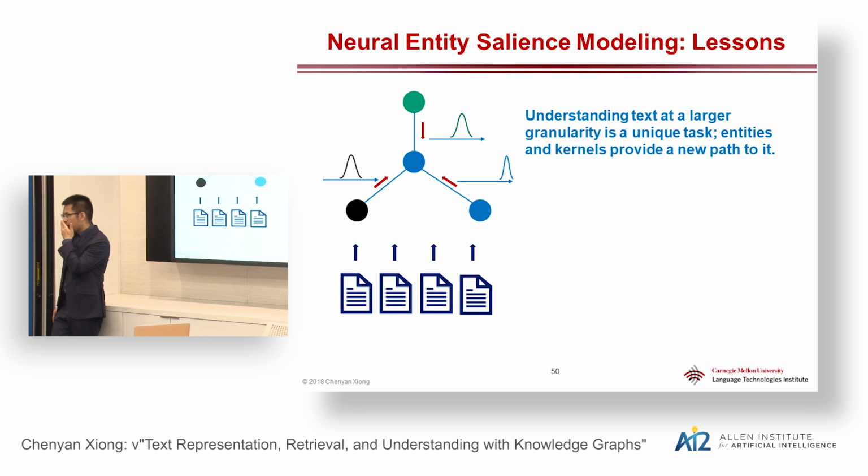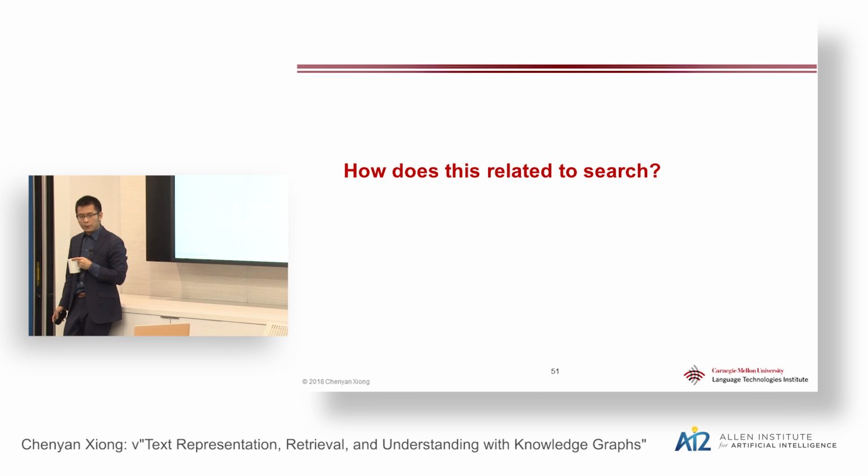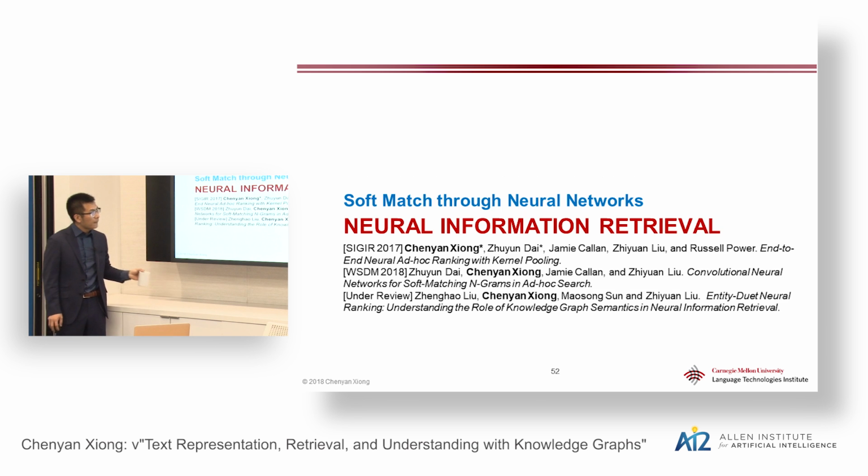I would say large-scale text understanding is a very different task than understanding things, say, at a sentence level or phrase level. There have been many previous attempts at it, for example, topic models and document-to-vector. I would say entities and kernels provide a new path to it. Later we will see how this can lead to search engines, and whether it can be really useful for some real online system.